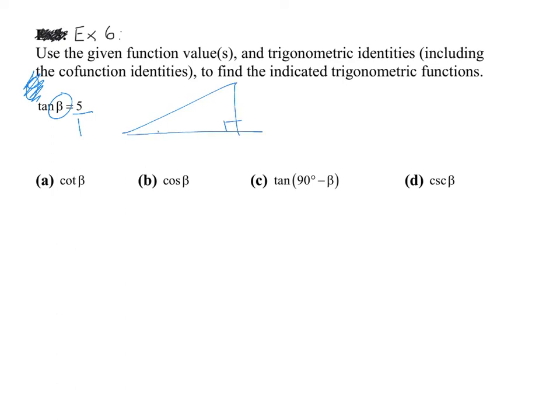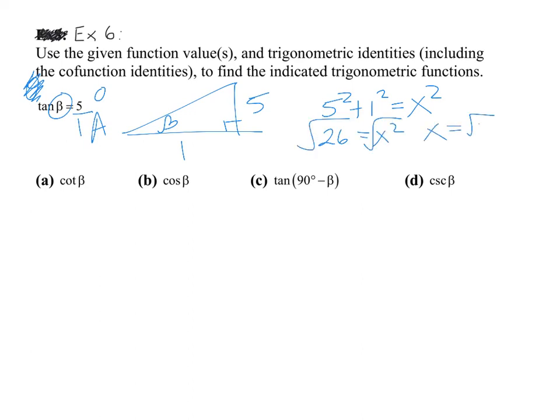All right, so here I have my beta. And I have opposite over adjacent for tangent, so opposite is 5, adjacent is 1. Now if I want to figure out the hypotenuse, I have to use the Pythagorean theorem. So I get 26 equals x squared, square root, x equals square root of 26. Alrighty, and we got cotangent now, which is adjacent over opposite. So what's adjacent in this case? Well, it's 1. And what's opposite? It's 5, 1/5. That's all we have to do.